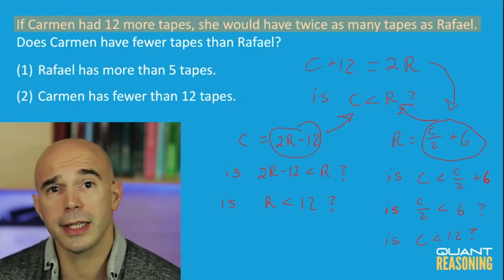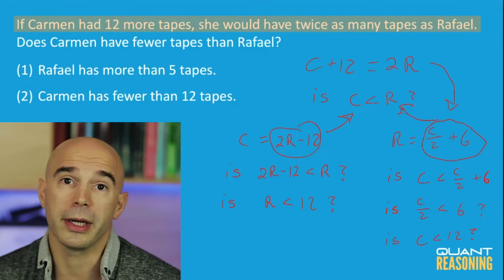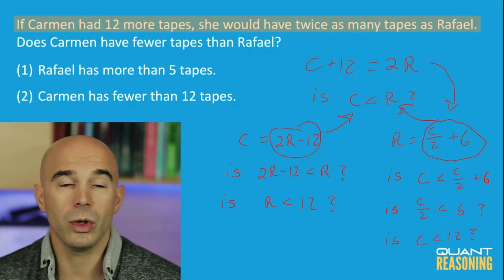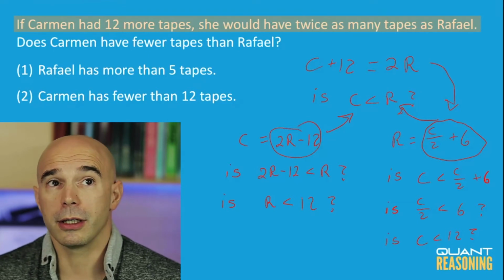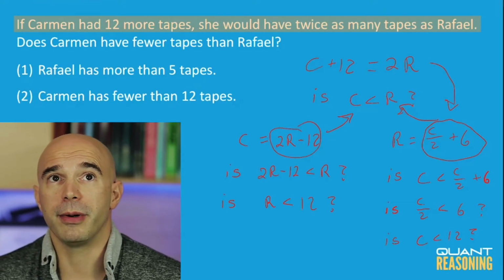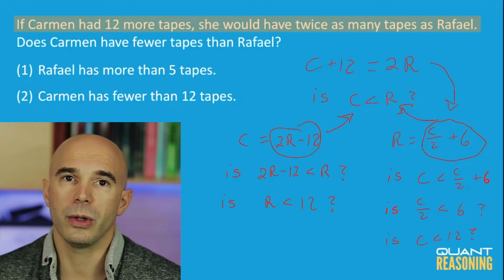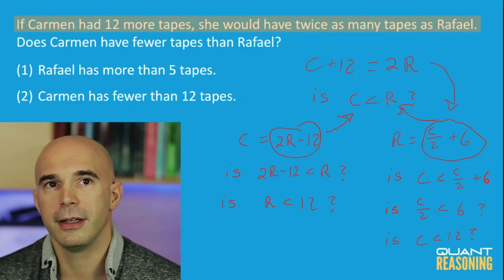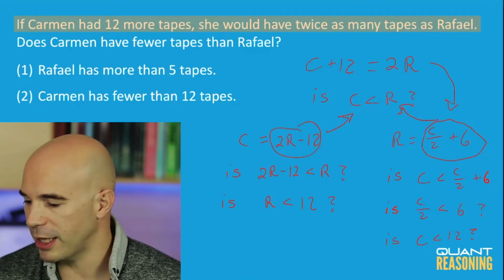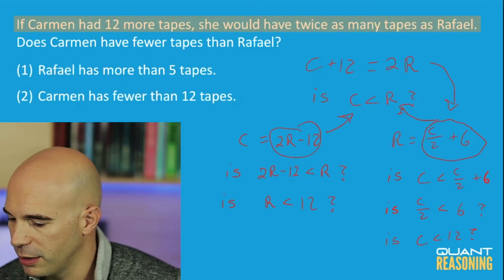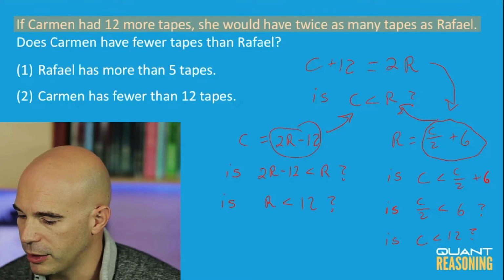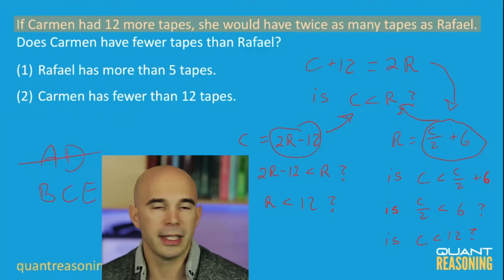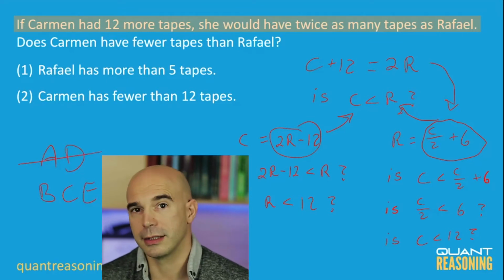Now we go to evaluate the statements, and this part should be very quick because we've already done all of the prep work. So statement 1 tells me that R is more than 5, but I wanted to know whether it's less than 12. So is it less than 12, given that it's more than 5? I don't know. Could be either side of 12. So we can eliminate the answer choices that claim that statement 1 is sufficient on its own, and we're down to BCE.